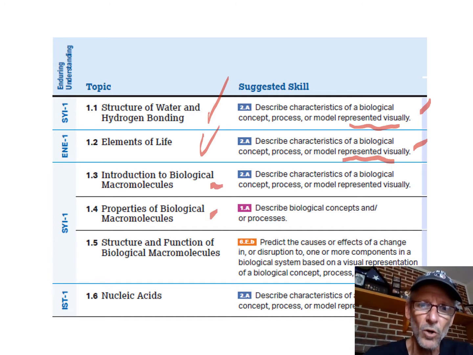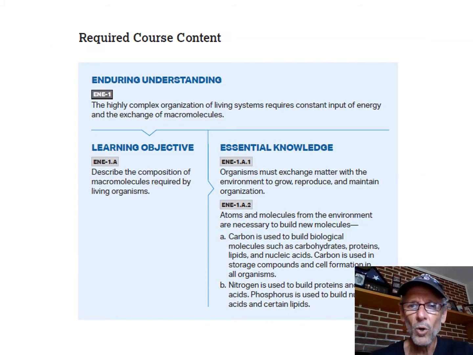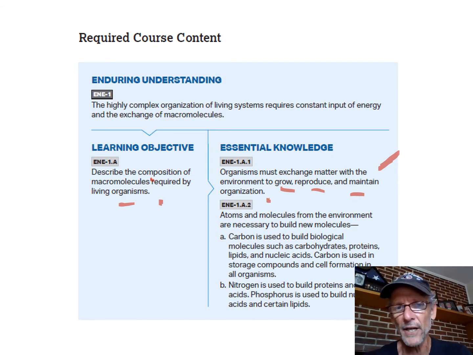These other four we're going to get to in the next set of slides or two. So here we have a little bit more of a breakdown, and here is where they tell you what you're going to need to know. So this is what I want you to pay close attention to as we get ready for this test. Describe the composition of macromolecules required by living organisms, and they tell you in order to grow, reproduce, and maintain organization, you need to eat your lunch. You need to exchange matter with the environment, right? You need to take it in, you're going to spit it out.